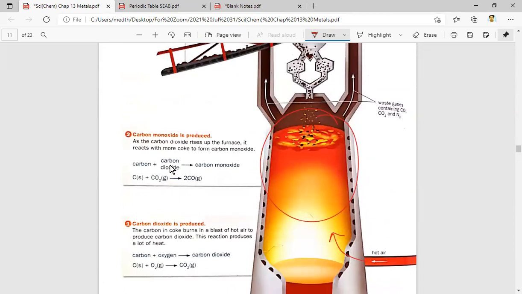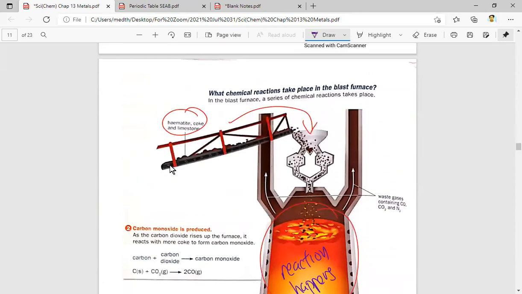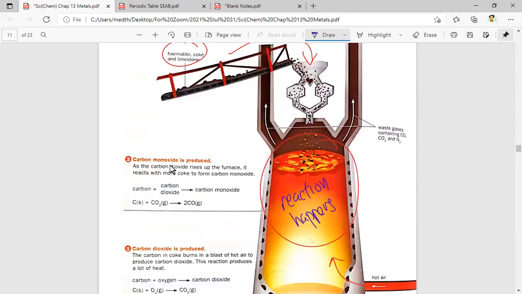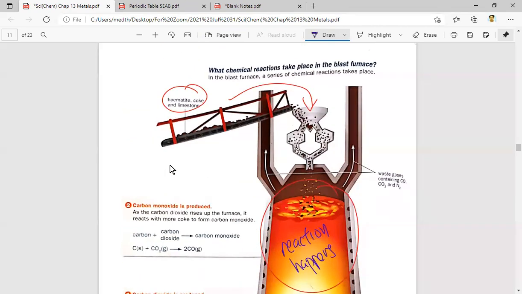Maybe red is not such a good color on orange, huh? So use blue. So this is where the reaction happens. The hematite, coke, and limestone will react. The hot air going in will react with it, and we will get what we want, which is pure iron.